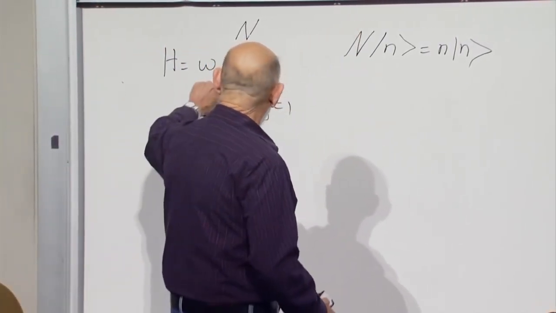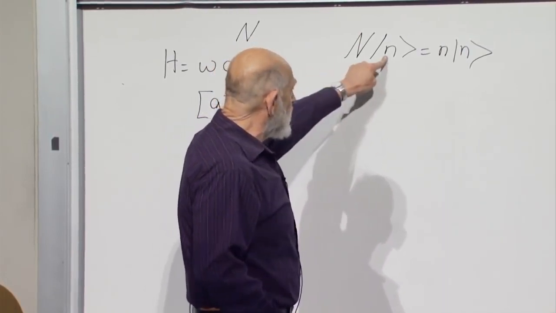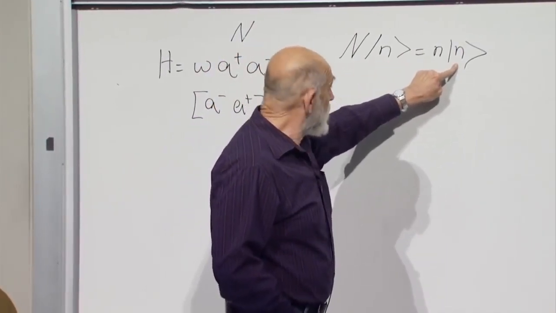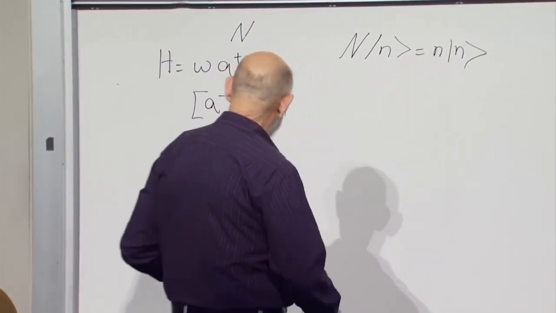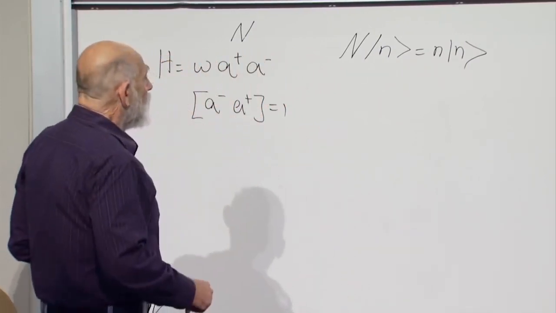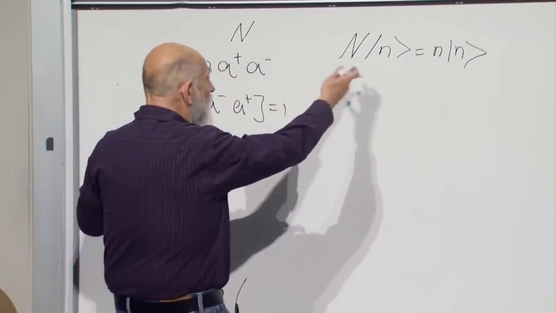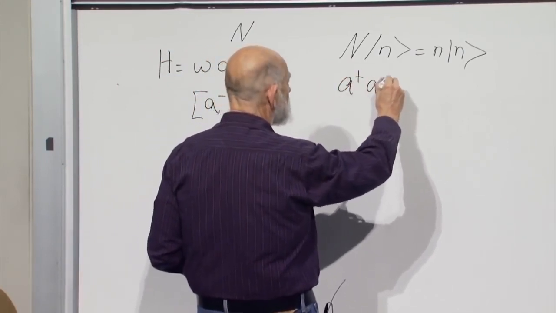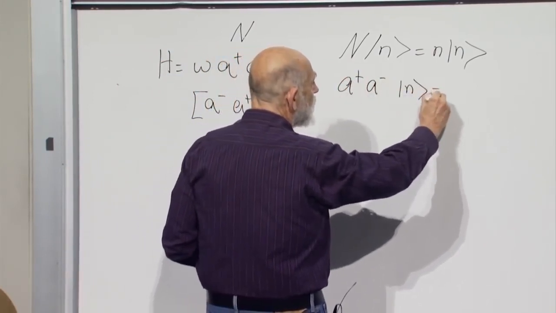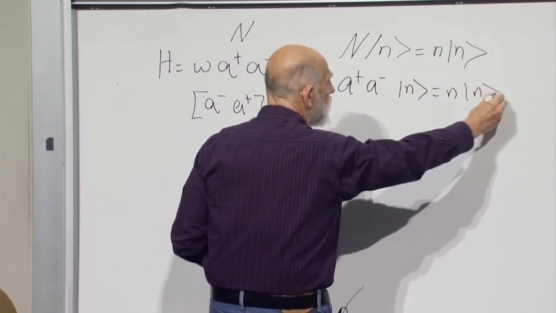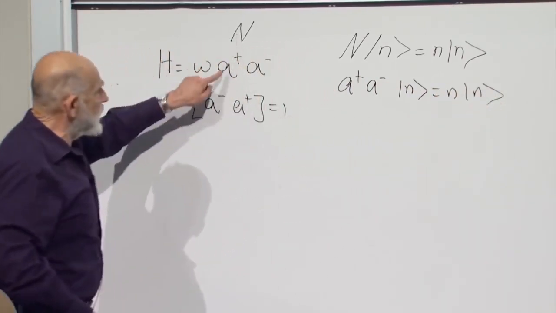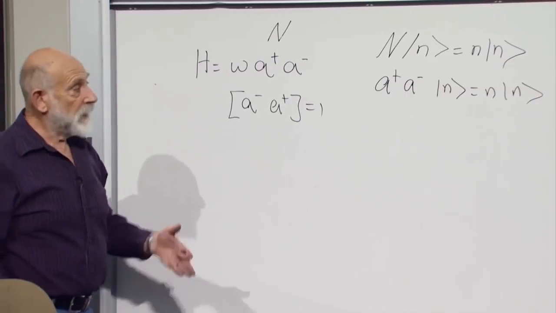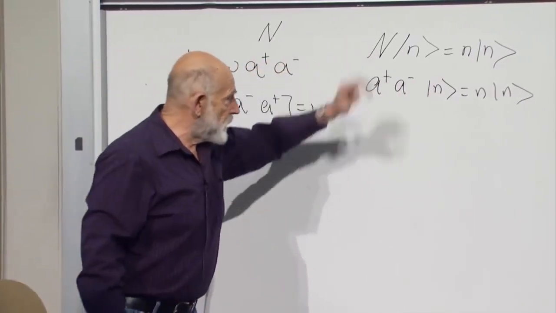Big N is an operator. It's a plus a minus. Little n is an eigenvalue. This is the eigenvalue equation. Okay, and we can also write it in another way. We can write it a plus a minus on little n is little n times n. I've just written that big N is a plus a minus. Right. These two equations are the same thing.